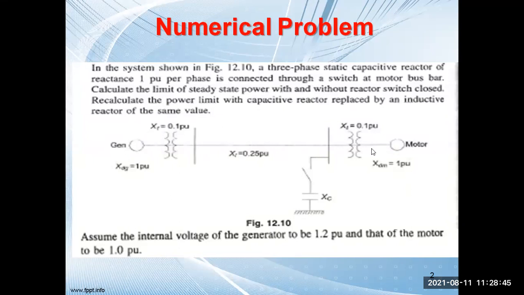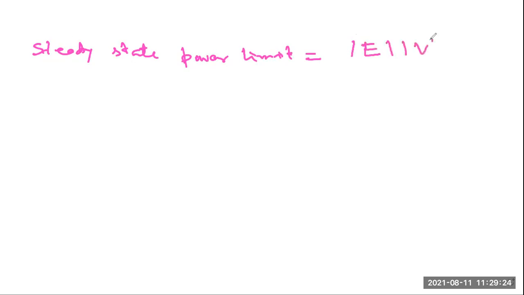So how to solve this problem? When we have to calculate the steady state power limit, how to calculate the steady state power limit? Anyone? Any idea from anyone? This is basically denoted by EV by X.